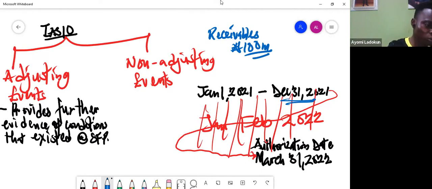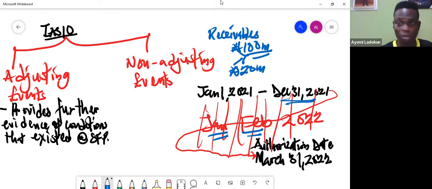So what now happens? After the year end, let's say around January or February, we now receive information that one of our debtors, one of our customers that is owing us, has been declared bankrupt. That means maybe out of this 100 million, the guy is owing us, let's say, 20 million, maybe customer A, and the 100 million is a summation of about 10 customers.